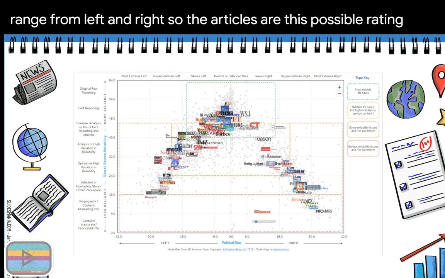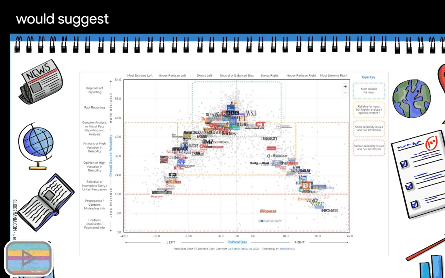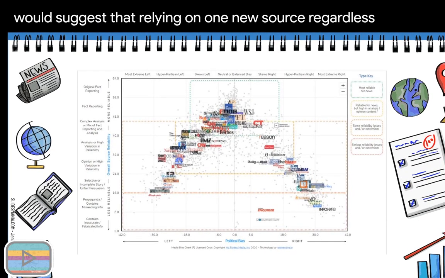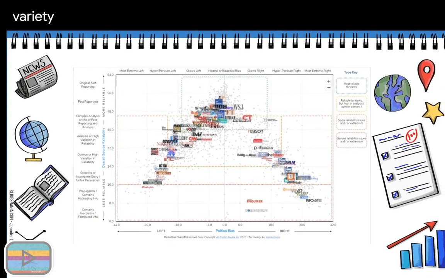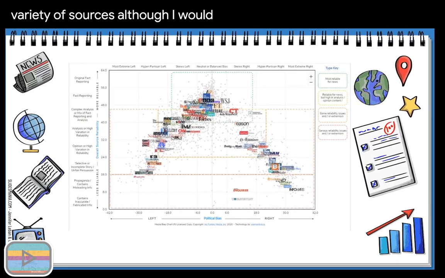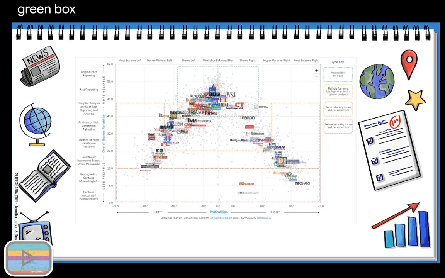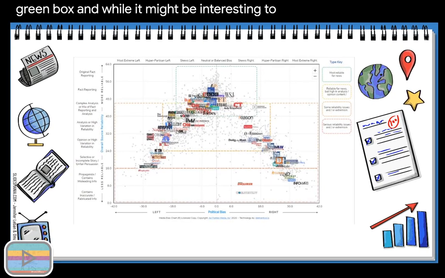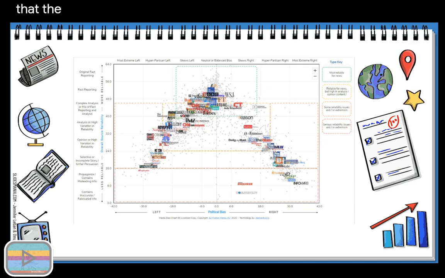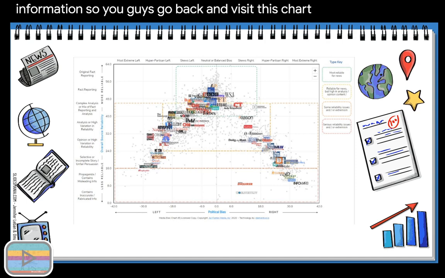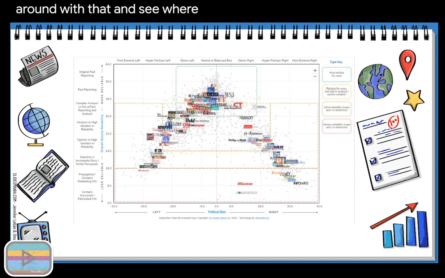So lastly, I would suggest that relying on one news source, regardless of how credible, is not a great idea. It's better to review information from a variety of sources, although I would aim for the sources in the green box. And while it might be interesting to have varying opinions, because these slant on both sides, it's important to know that the sources on which they're basing their opinions are accurate information. So you can always go back and visit this chart and play around with it and see where your news outlets tend to fall.